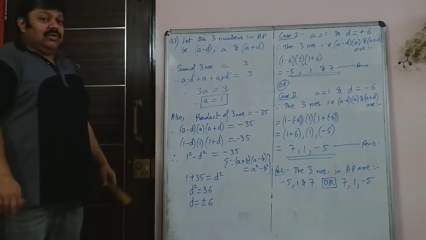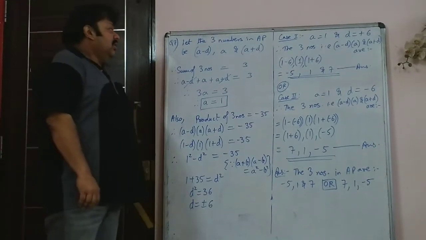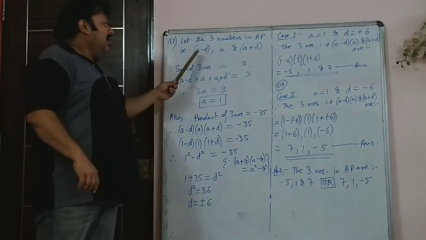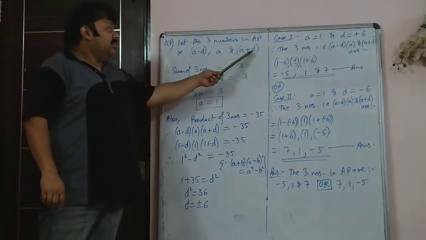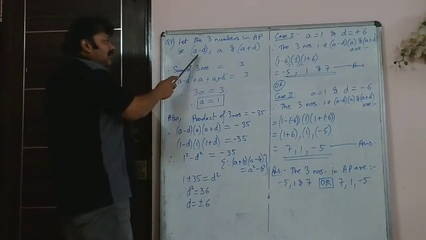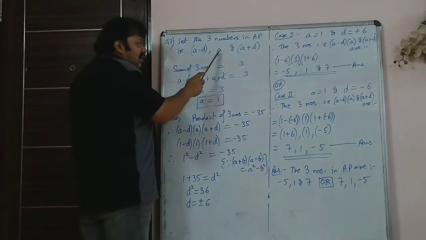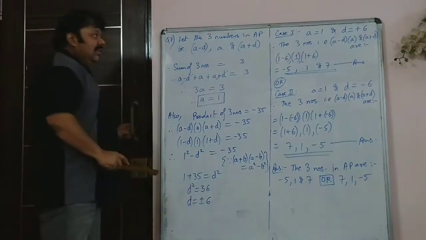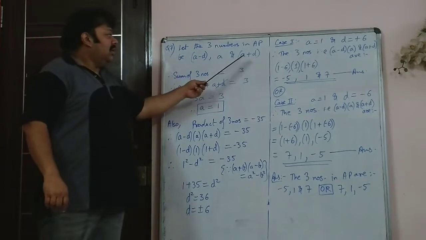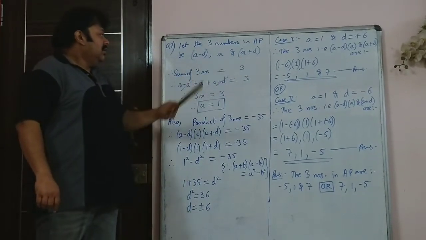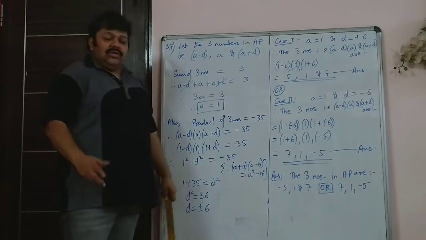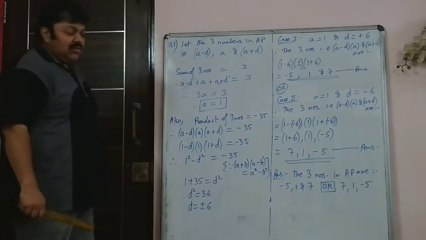So I had given you a rule in that formula that if three numbers in AP are asked, then you have to take it as a minus d, a and a plus d. This is an AP of three terms. Here the first number is a minus d, second is a, and the third is a plus d. If you do third minus second, you will get d. And if you do second minus first, again you will get d. So that's an AP. So the difference is common.